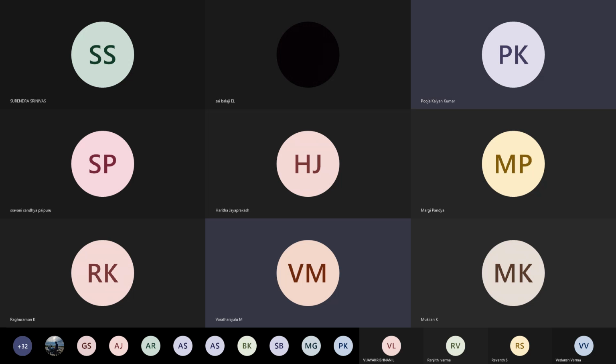Okay, the shell pattern is used for casting hollow patterns. In this, the outer part is used for making the mold, and the inner part is used for making the core.